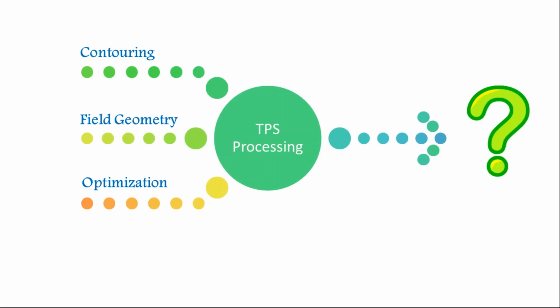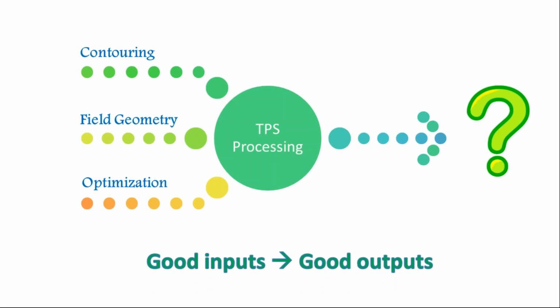So how to get started? In general, no matter what planning system you are using, we have these three main stages: contouring, field geometry, and optimization. The TPS is going to use these inputs in order to generate outputs. If you contoured your case properly, you have a very carefully selected field geometry, and you understand your optimizer very well, in order to know how to push it and utilize all its capability perfectly, all these good inputs will result in good outputs.